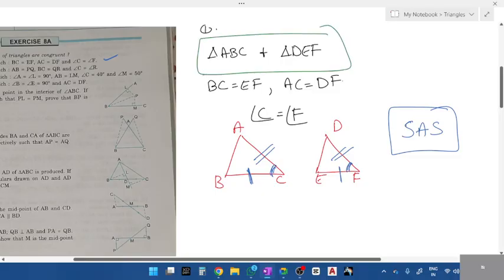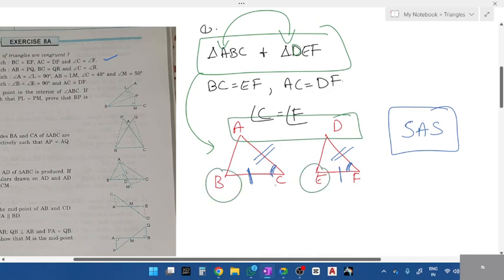And can you see how I've drawn it? ABC. In place of A, on the other side, which value is given? On the other triangle, in place of A, there is D. You have to write it in this order. In place of B, there is E. D and B and E. Next, C and F.